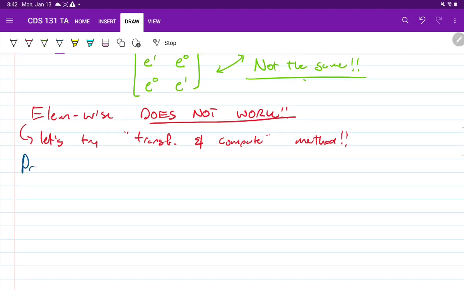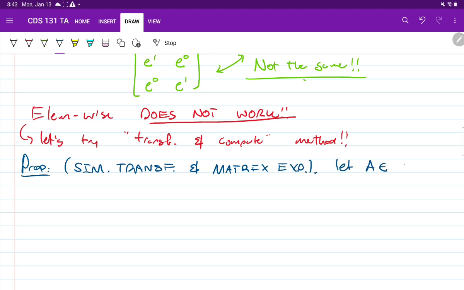Let me state a proposition. Proposition: similarity transforms and the matrix exponential. Let A be a matrix in C n by n, and T in C n by n be an invertible matrix. Just to clarify, I'm only assuming T is invertible. I'm not assuming anything about A.